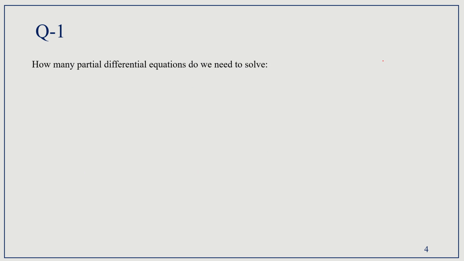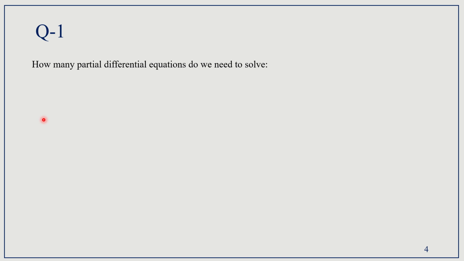So question 1, it is asked that how many partial differential equations do we need to solve? So in general, when we are dealing with the fluid flow in some geometry, if we are neglecting all other things like reactions or heat transfer, we need to deal with only mass conservation and momentum conservation equations. So in terms of mass conservation, we have one continuity equation, and in terms of momentum conservation equations, we have three equations, that is in X direction, Y direction and Z direction.